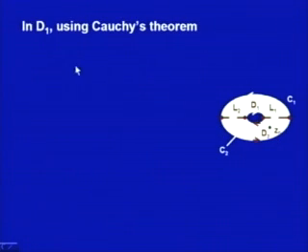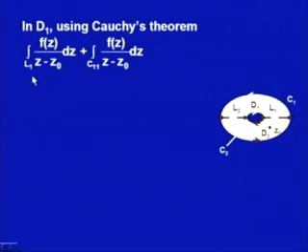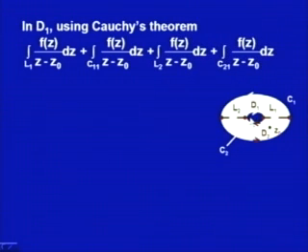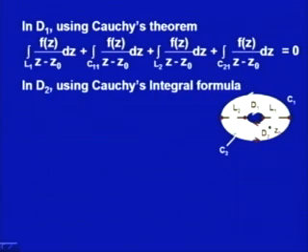So, in D1, using the Cauchy theorem, we get the integral of f(z) upon z minus z0, because the function f(z) upon z minus z0 is analytic throughout this region; it is not analytic only at the point z0. So, along this boundary L1, then C11, then L2, and then C12, the integral should be 0. In domain D2 I would use the Cauchy integral formula.